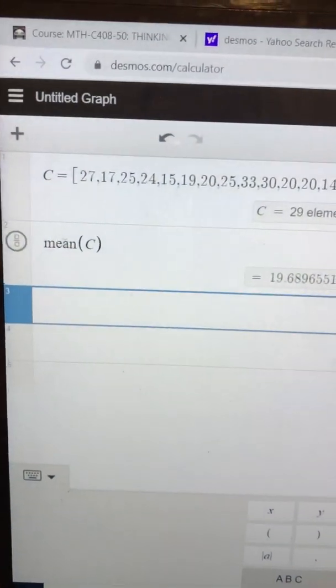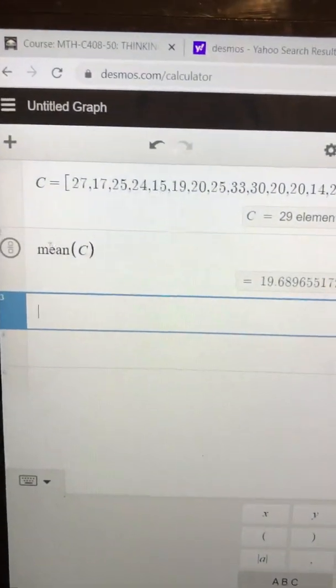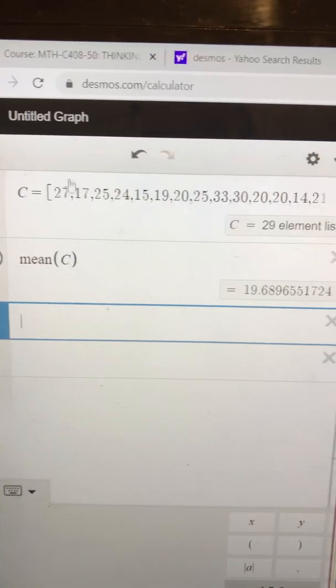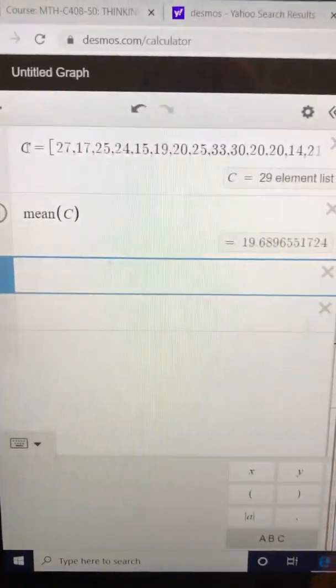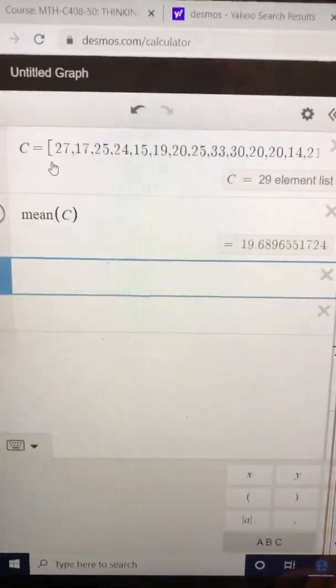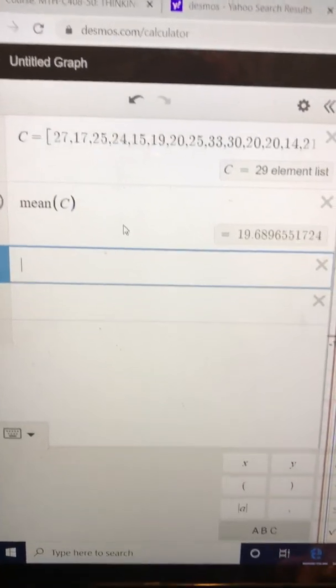You can also, if you didn't define the list, type in mean and then do 27, 17, and type them all in. But if you're going to use it more than once, it's easier to store in a letter variable as a list.